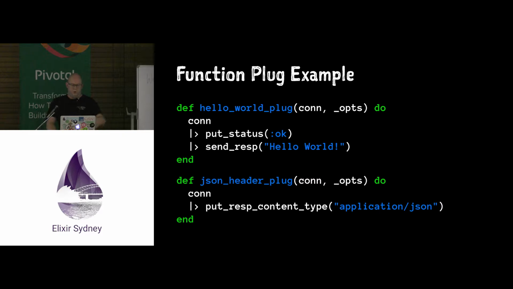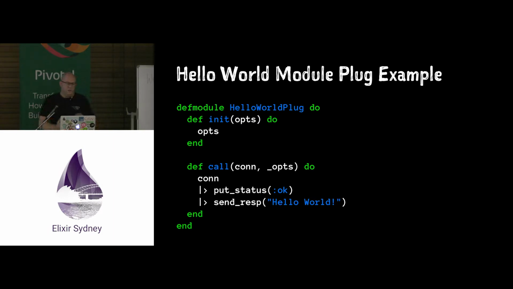If we wanted to do something to, let's say, the response header, then we can use the second JSON header plug, take the con, and we're just changing the response type. Pretty simple. We can do a module plug, which is a little bit more complicated, but still super simple. We refer to them as modules, and it has a call function to do what the function plug was doing. So putting status OK and sending the response hello world, and then you've got an optional compile time initialization that you can set up configuration for what that does. So you might want to do something else based on some setup options. And that's it, that's plug.